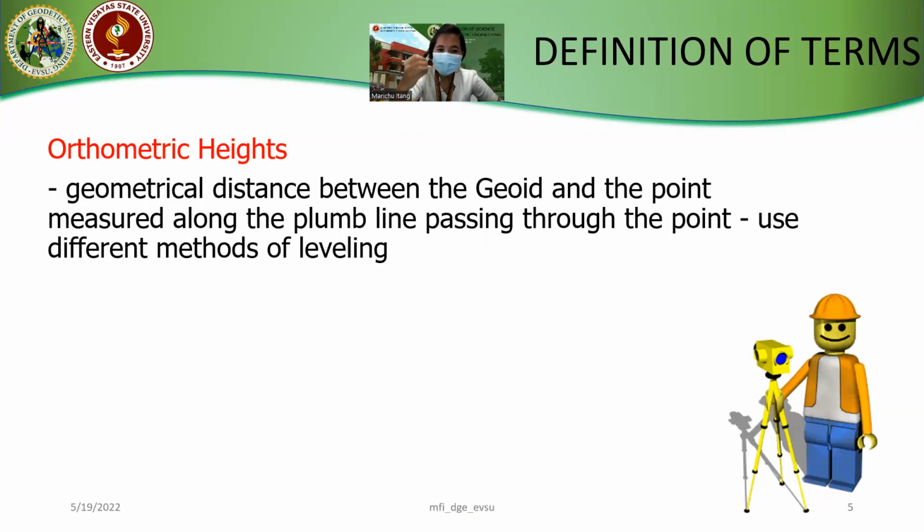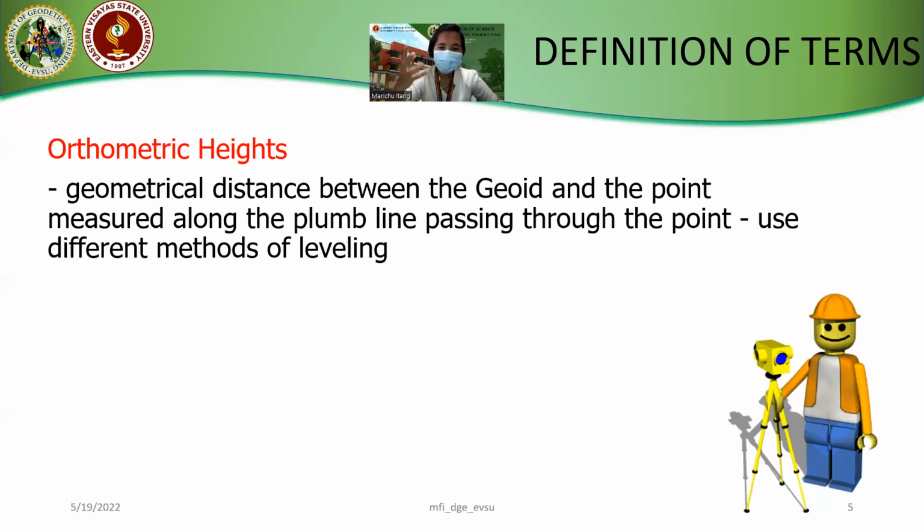So this is a geometrical distance between sa ating geoid hanggang doon sa point kung nasaan ka if you're going to measure a certain point on the surface of the Earth. So to the point measured along the plumb line, passing through the point using different methods, it could be leveling. So aside kay orthometric height, yung ating orthometric height is measured from the geoid, yung true shape ng Earth.